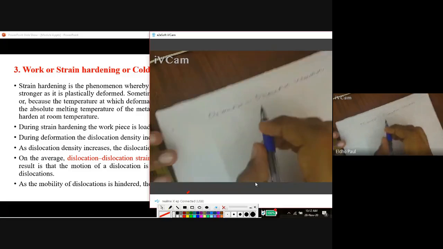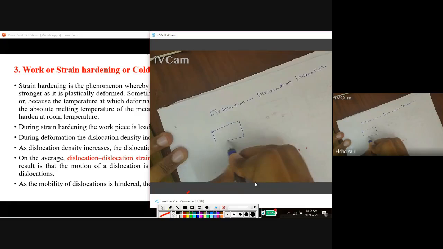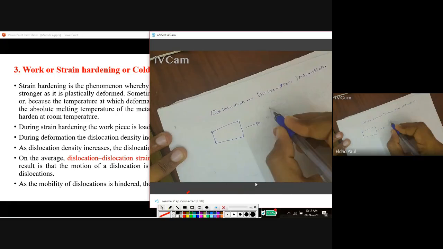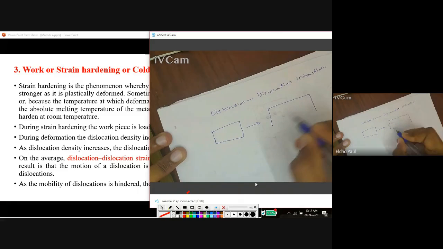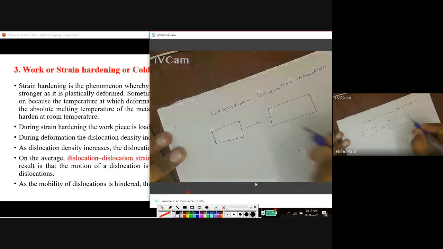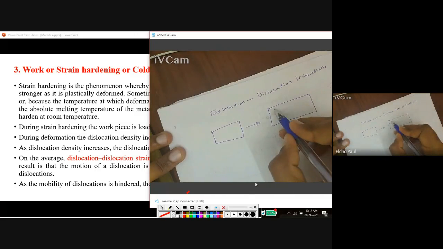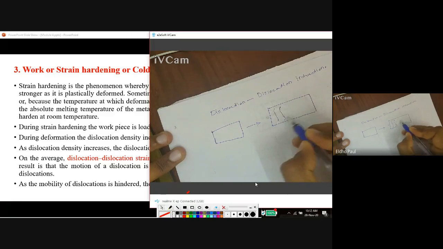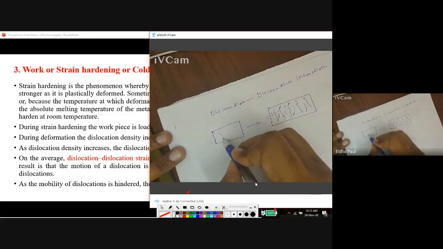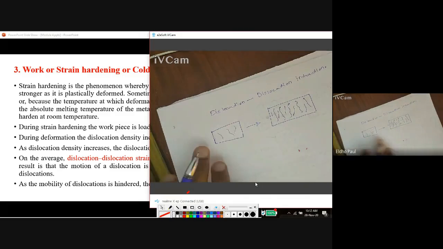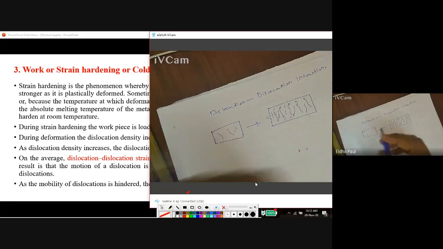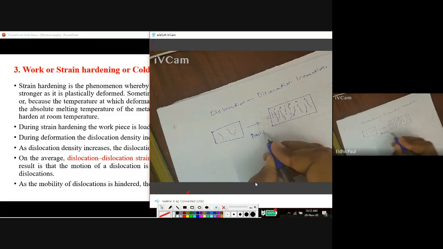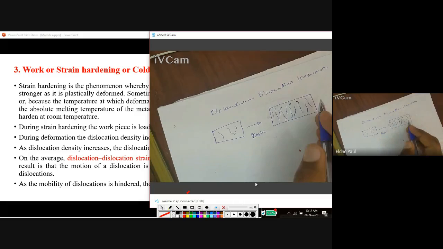So when I deform a material, this is the initial material. After plastic deformation, the size is different. But when I plastically deform, lots of dislocation lines will be formed in this material. Initially we have only two or three dislocations, for example, but after plastic deformation, the number of dislocation lines increased.